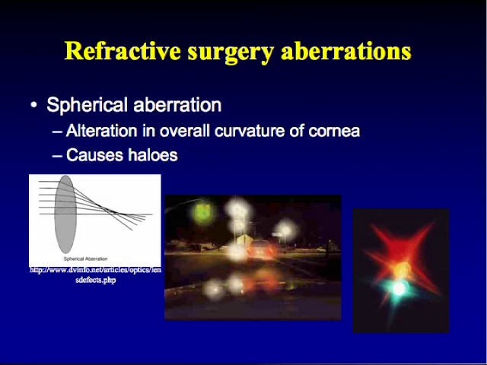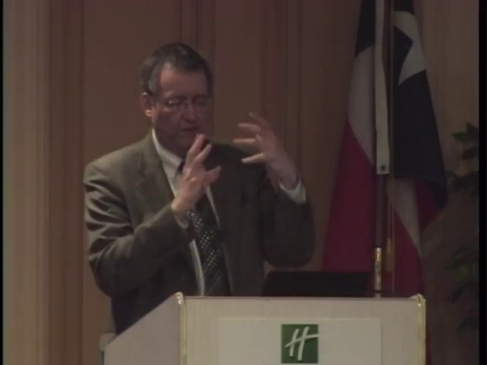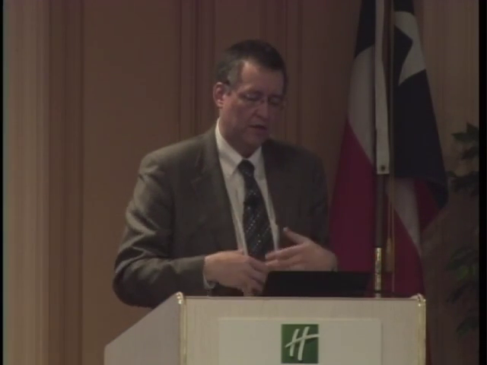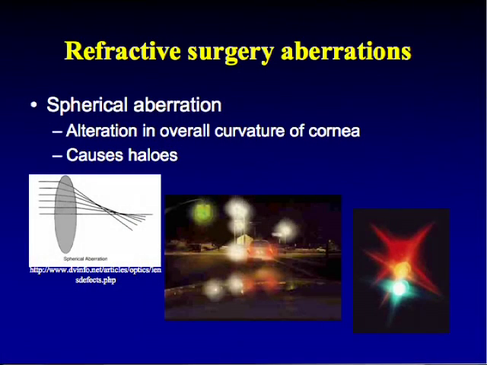And you can get spherical aberration. Remember, I said the eye already has some spherical aberration, but the spherical aberration of the cornea somewhat works against the spherical aberration of the lens so that the two kind of cancel. And so if you take that away, then you can get more. And that can cause halos around objects.